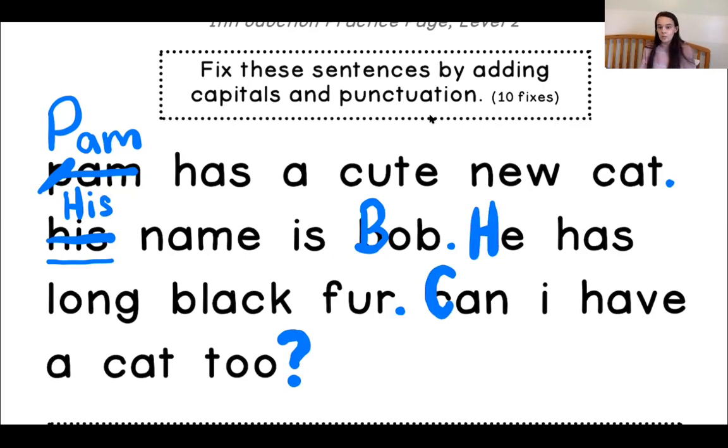I'm going to read this to you now. Now it says, Pam has a cute new cat. His name is Bob. He has long black fur. Can I have a cat too? Notice how I changed my voice when there was a question. I said, can I have a cat too? That's how we know that somebody's asking something that we need to answer. Okay, friends? So that is what we need to practice today.